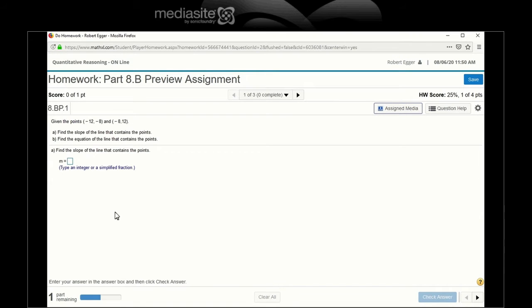Two parts. Given the points (-12, -8) and (-8, 12), we need to find the slope and the equation of the line that contains the points. So m, slope, is the standard equation: y2 minus y1 over x2 minus x1. I'm going to name this one 1 and this one 2. Plug in the appropriate numbers.